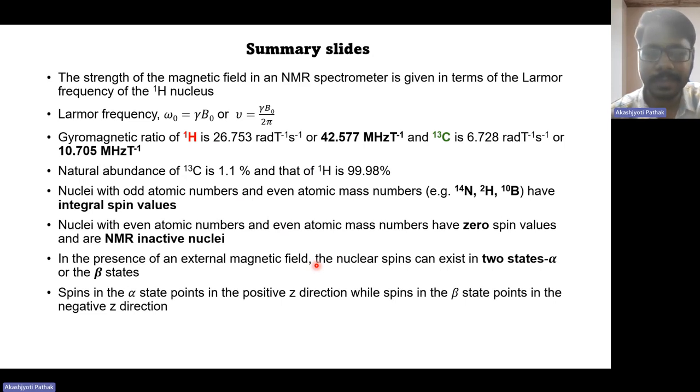So the alpha states, the nuclei which are in the alpha state, they point in the positive z direction. If you take a vector addition of the nuclear spins which are in the alpha state, you will see that the net magnetic moment exists in the positive z direction, and the nuclei which exist in the beta state, they are rotating around the external magnetic field along the negative z direction of the magnetic field.